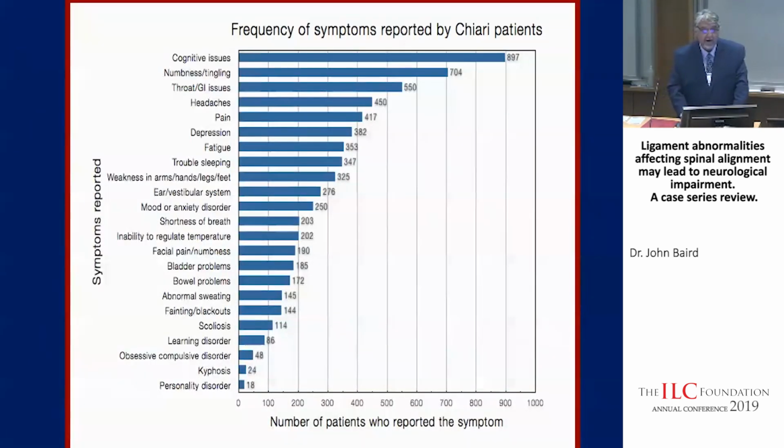And when it comes to Chiari patients, the most common presentation is cognitive impairment, followed by numbness and tingling, throat and GI issues. And headaches comes in a sorry fourth, considering that Chiari is actually involving the brain. But anyway, the point I make here is that this is an indication of a wide range of different problems that people can have, and they all trace back to abnormal tonsils.